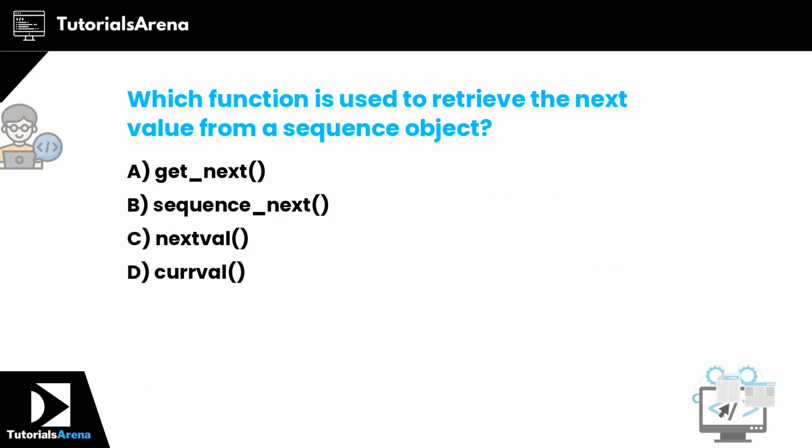Which function is used to retrieve the next value from a sequence object? The correct answer is option C, nextval.